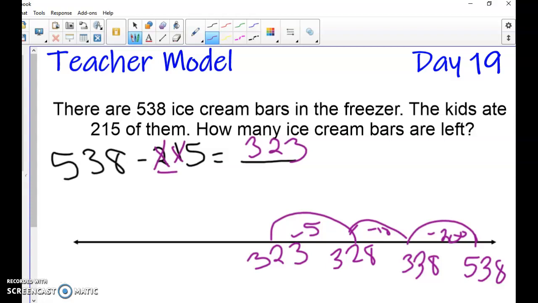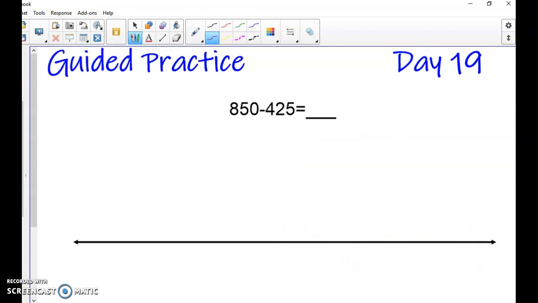Go ahead and pause the video and make 2 number lines on your paper for our guided practice. For our guided practice, we're going to do 850 minus 425. I want you to pick your pencil up and I want you to follow along with me. So first we're going to write 850 on our number line, and we are going to count backwards.